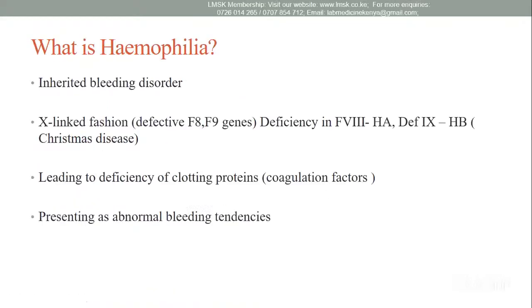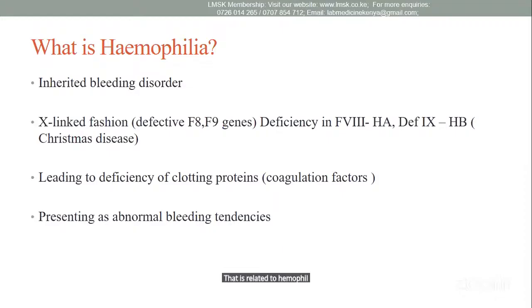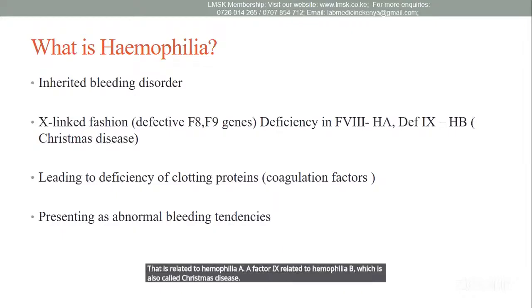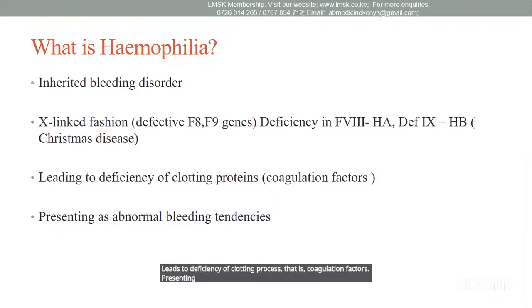What is hemophilia? Hemophilia is an inherited bleeding disorder that is always sex-linked in fashion. It is due to defective factor 8 and factor 9 genes, leading to deficiencies in factor 8, related to hemophilia A, and factor 9, related to hemophilia B, which is also called Christmas disease. This leads to deficiency of clotting proteins, that is coagulation factors, presenting as abnormal bleeding tendency.